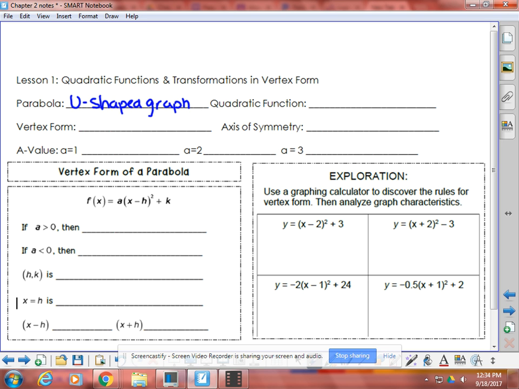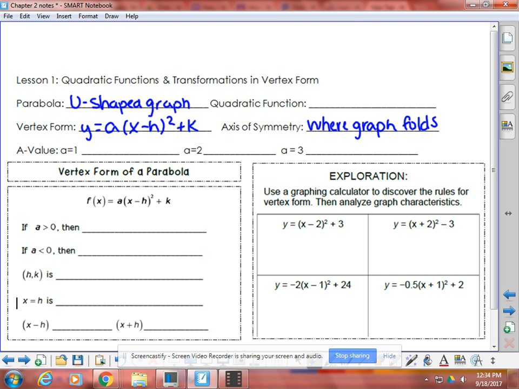You learned about this yesterday in your discovery lesson. So y equals a(x minus h) quantity squared plus k. Okay, that's going to be our vertex form. So our axis of symmetry is where the graph folds. Then, when our a value is equal to 1, 2, and 3, well, we'll come back to that one.